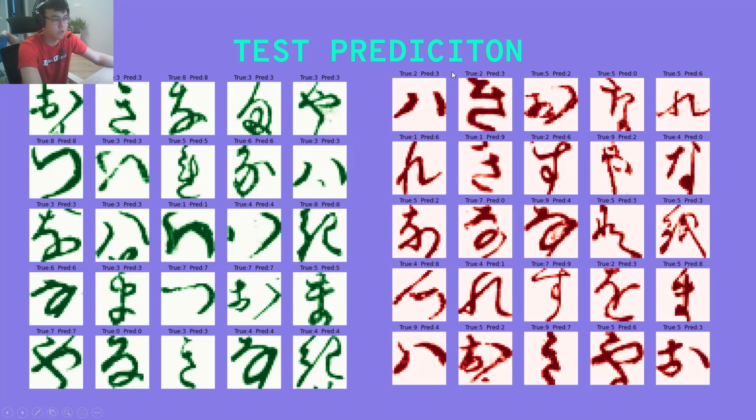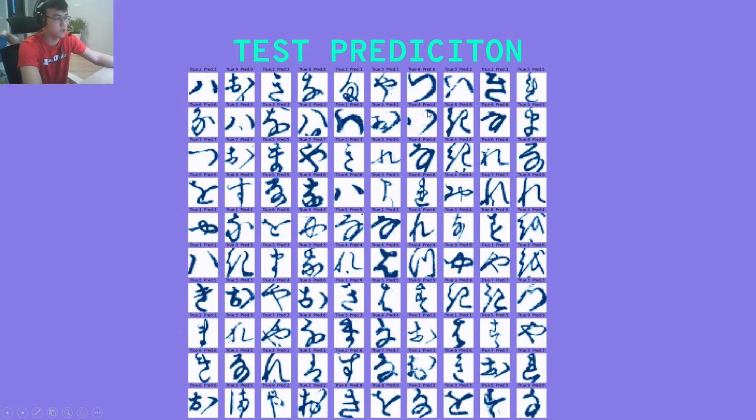Here we can get the predictions, this one and this one, and also the test prediction. It was in the task sheet to have 100 random pictures, so this is a sample of 100 pictures. We can see, for example, this one is incorrect, right? But overall, we have 100 predictions with 93% accuracy.